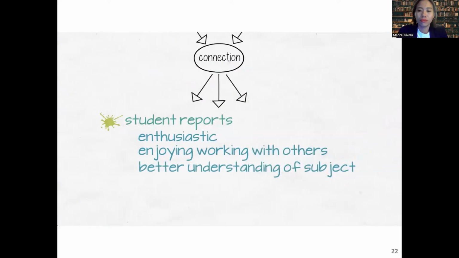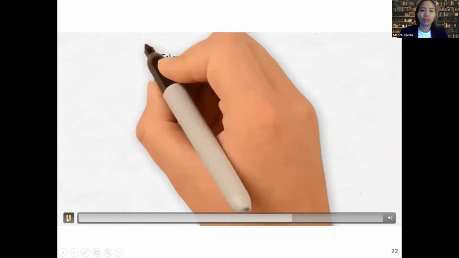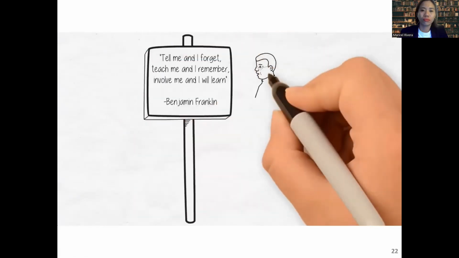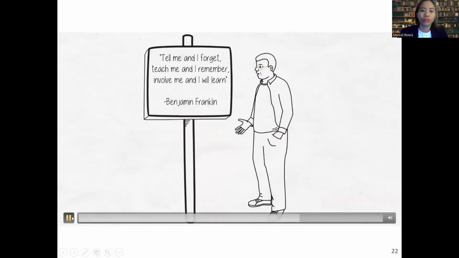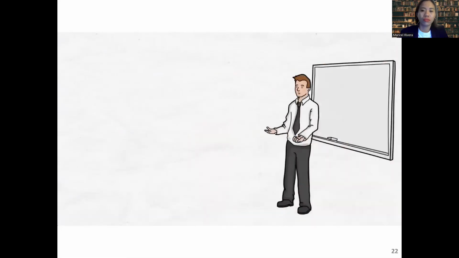They also report understanding the subject better after being able to integrate it, as well as having higher self-esteem and self-confidence. Benjamin Franklin once said, "Tell me and I forget, teach me and I remember, involve me and I will learn." Now let's get back to our classroom and see what should have been done.